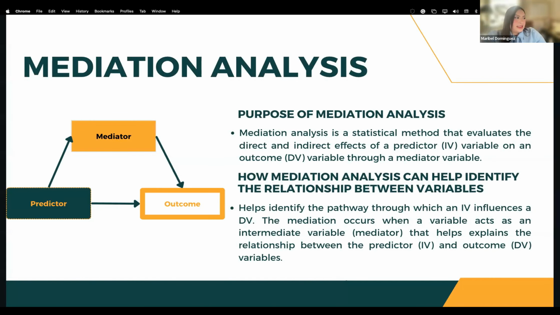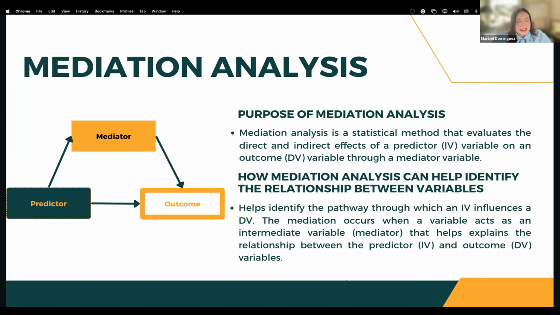So a mediation analysis, you can see the figure on the side. We have a predictor with the outcome and a mediator over top. Basically it's a statistical method that evaluates the direct or indirect effects of a predictor variable on an outcome variable. The predictor could be the independent variable and the outcome can be the dependent variable. The mediator variable, which I'll explain in more human terms in later slides, is a variable that could potentially affect or not affect that relationship. So that's the purpose of the analysis.